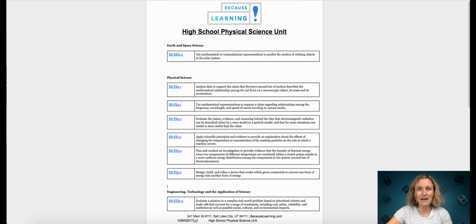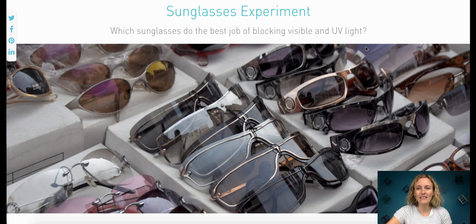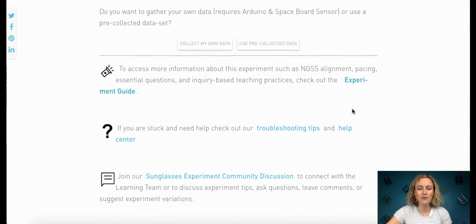Let's get started. Each of our units come aligned to the NGSS standards. The high school physical science unit comes aligned with the Earth and Space Science, as well as physical science and engineering technology and the application of science. NGSS standards can be accessed by scrolling to the bottom of an experiment and clicking on the experiment guide.